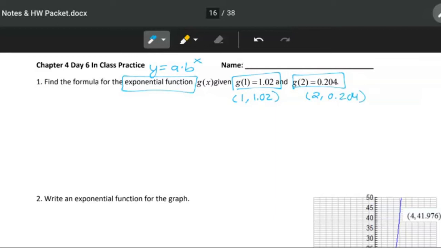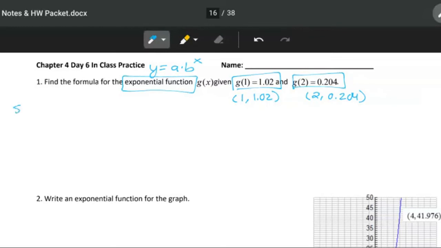All right, so right off the bat, we do not have the a value. We don't have the y-intercept. Neither of those points are (0, a number). However, these points are successive. The x's go 1, 2, they're right in a row. So the points are successive, so there is a shortcut to find the b value.